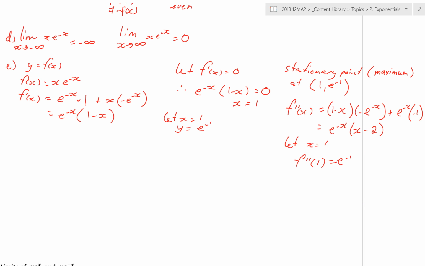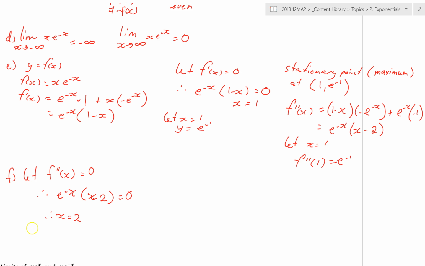So for f, points of inflection are where our second derivative is equal to 0. Now, let the second derivative equal 0, therefore e to the negative x times (x minus 2) equals 0. And again, e to the negative x can't be 0, so x minus 2 equals 0. So x equals 2. So I have a point of inflection at x equals 2.